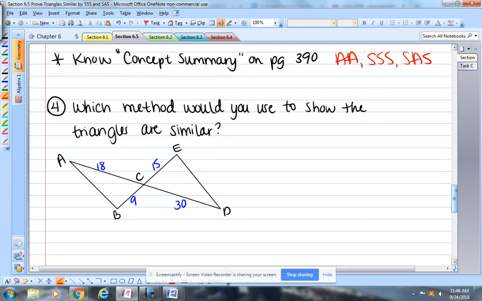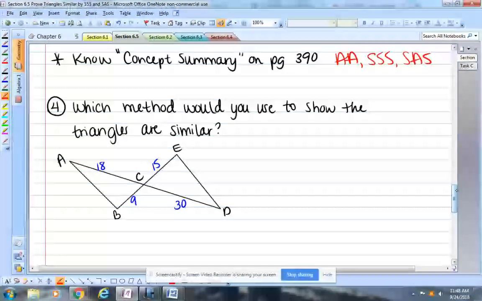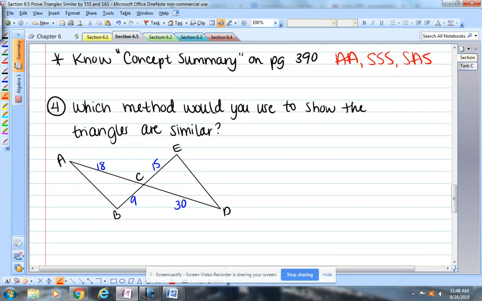Which method would you use to show that these triangles are similar? So if you look at this picture, around angle C, I have a pair of vertical angles here. So both of those angle C's will be congruent because they're vertical angles. So if I could show that my corresponding sides are proportional, then I would have triangle similarity. So the angles between the two pair of sides. So I would use side angle side. So just to make sure, I'm going to do that real quick.